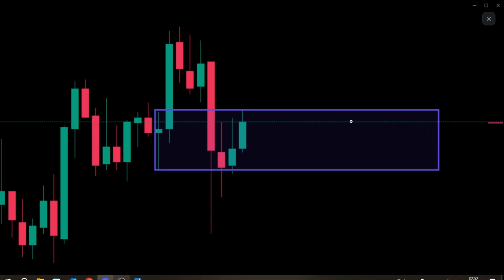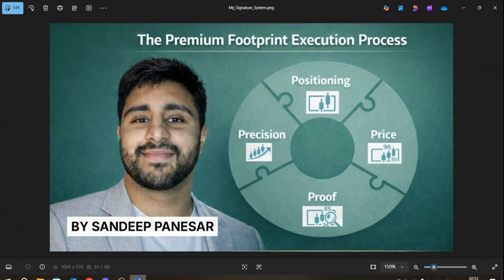And so what I often say is the best traders who have the least amount of FOMO, who have the best kind of psychology, are the most structured. And so your poor psychology can be fixed with better positioning and better frameworks. And so I'm going to introduce you to my overall framework that I use to trade, right? So the premium footprint execution process. So it comes down to the 4 P's.